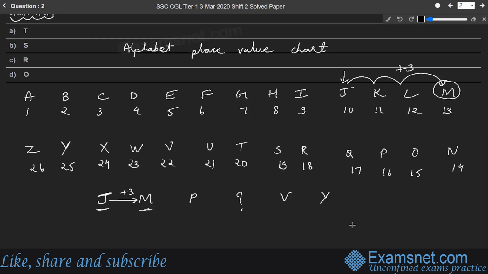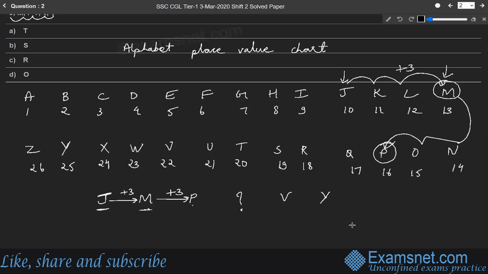Similarly, next is M and P. So what is the relationship between M and P here? M plus 3 also gives P. See, M is present here. We have to add 3 more alphabets. So 1, then 2, then 3. So M plus 3 gives P.